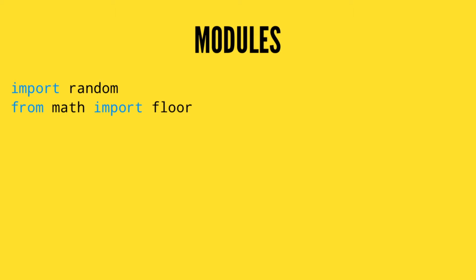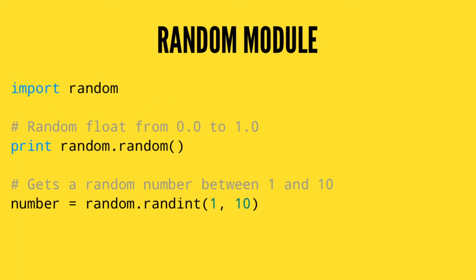The random module let you do lots of randomizations of numbers or things in your list. And math let you do some mathematical things to your data. So who remembers what the floor function did? Yeah, the floor function rounds down.